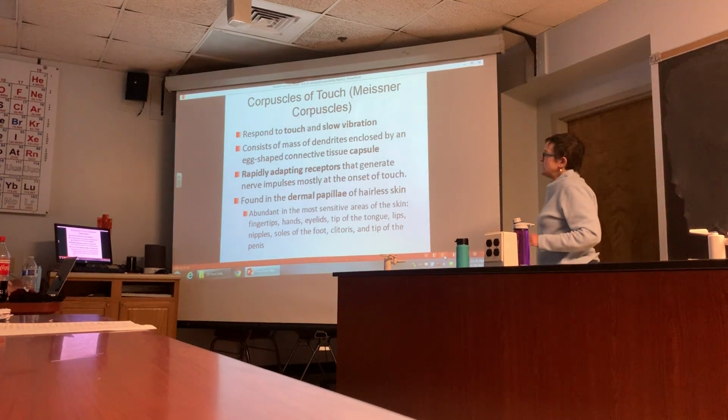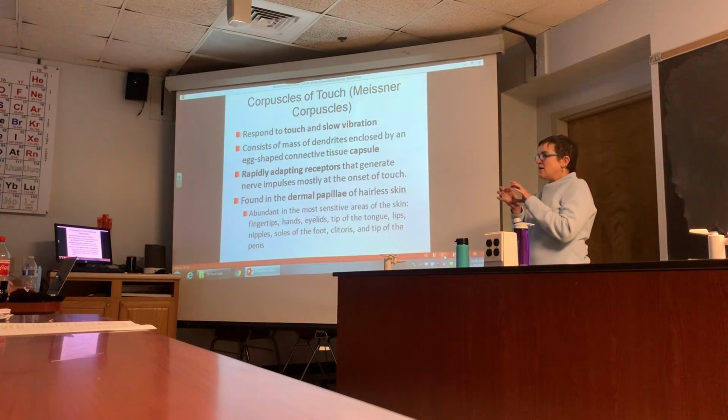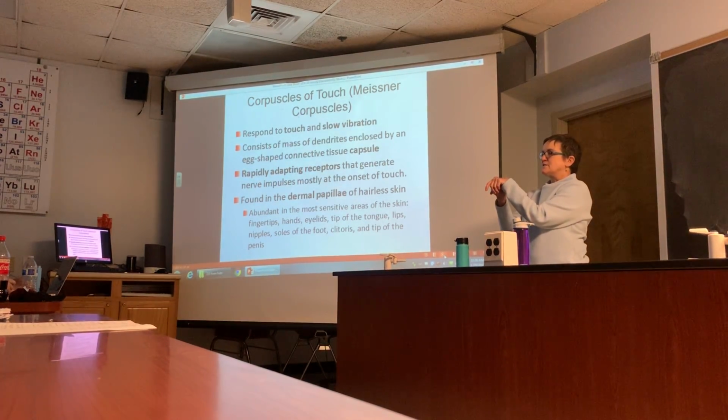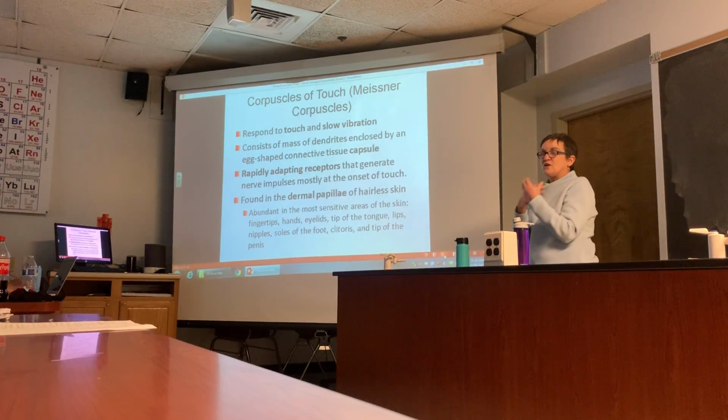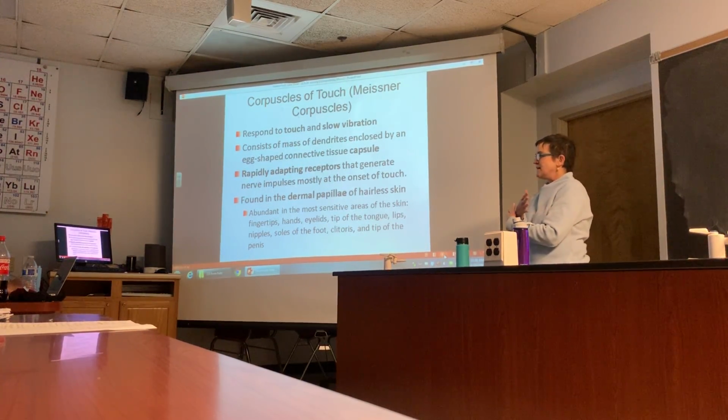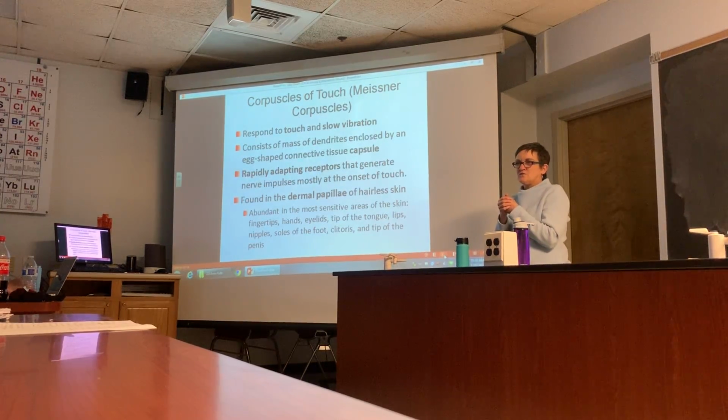So these generate nerve impulses at the onset of touch, but if I put my finger on my hand and left it there, after a while I wouldn't notice my finger was resting there. I would become less sensitive. So it's fast adapting. That's why when you're wearing clothes, unless they're heavy or rough or itchy, you don't really notice them, because they stimulate those Meissner's corpuscles, which then rapidly adapt to that sensation.